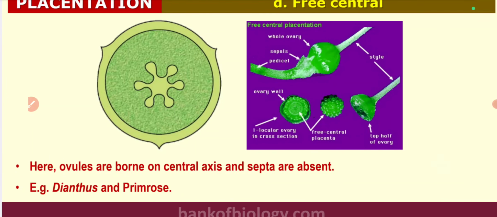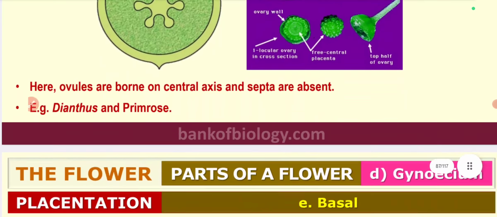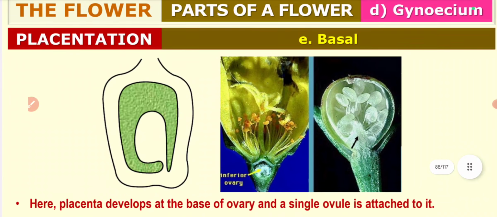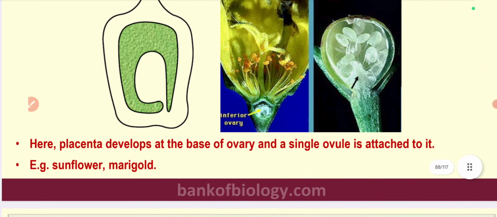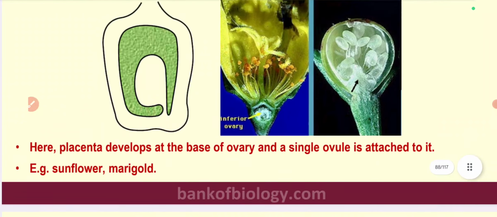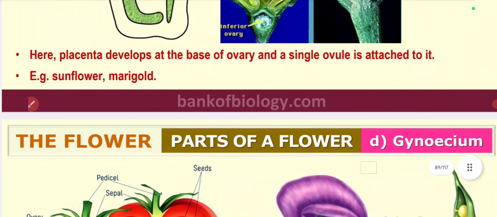Next is free central. Here ovules are borne on the central axis and septa are absent. Example, dianthus and primrose, where the septa are absent. Finally the basal. Here the placenta develops at the base of the ovary and a single ovule is attached to it. Example, sunflower, marigold, etc. It is called basal placentation.